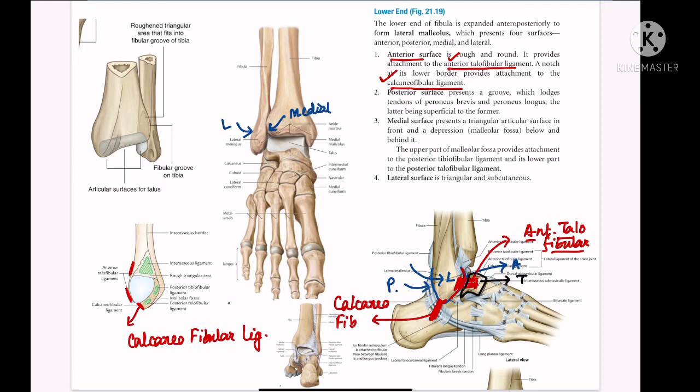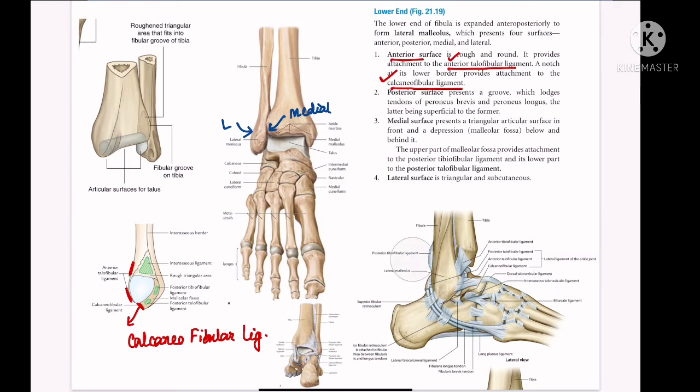Let's clear the picture. Regarding the posterior surface, it presents a groove which lodges the tendons of peroneus brevis and longus. Here on the posterior surface, we can see two tendons like this. One is the peroneus longus, the superficial one, and the deeper one is the peroneus brevis.